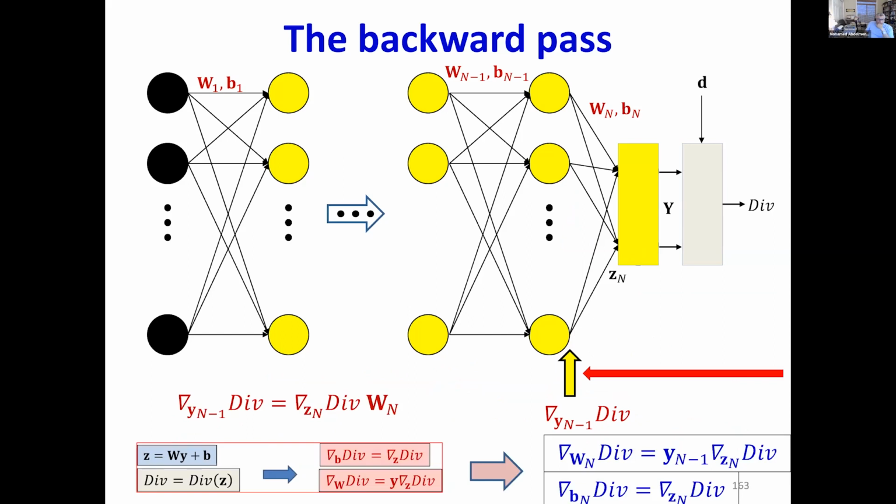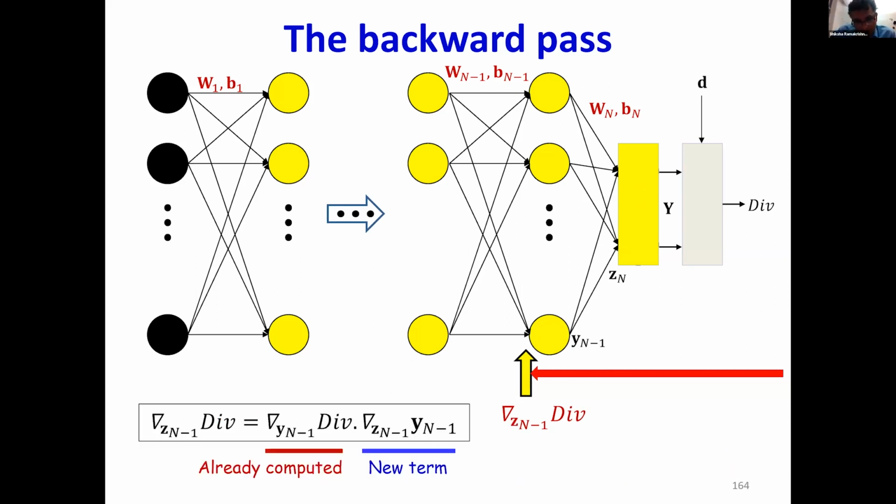And of course, we also got the derivative of the divergence with respect to W that we saw earlier, which is Y times the derivative of the divergence with respect to Z. And we got the derivative of the divergence with respect to the bias B, which is simply the derivative of the divergence with respect to Z. So I know it looks a little complicated, but there are very few formulae, right?